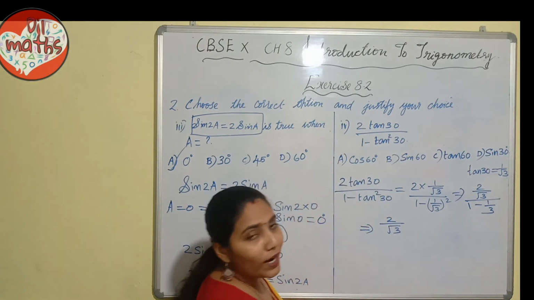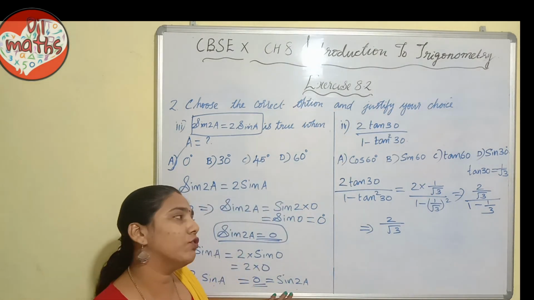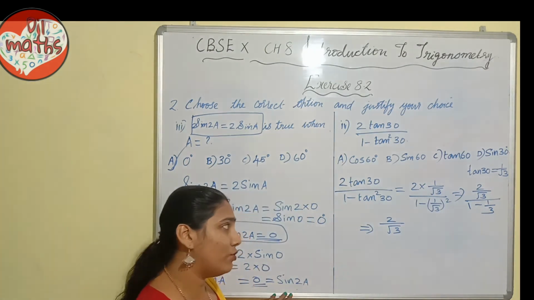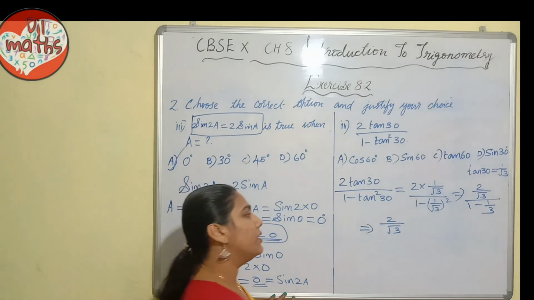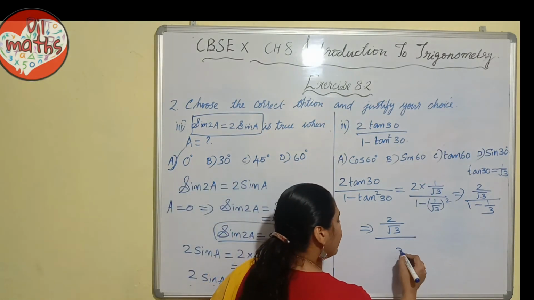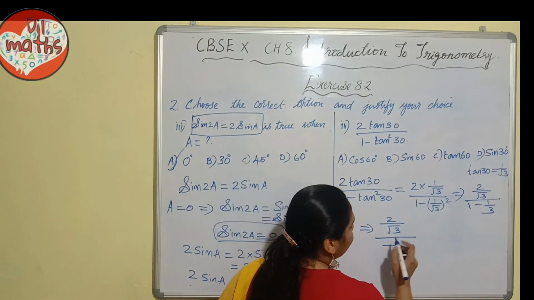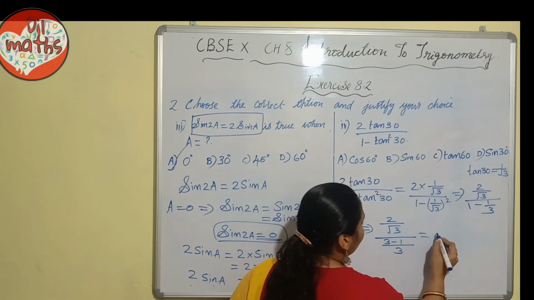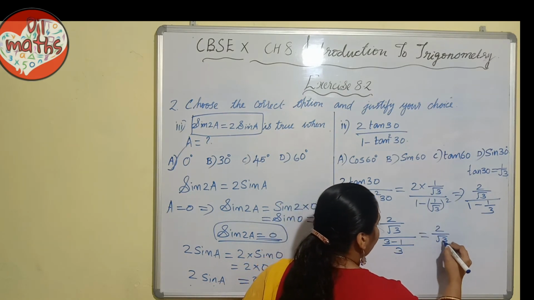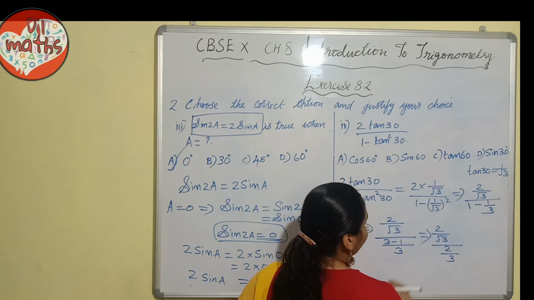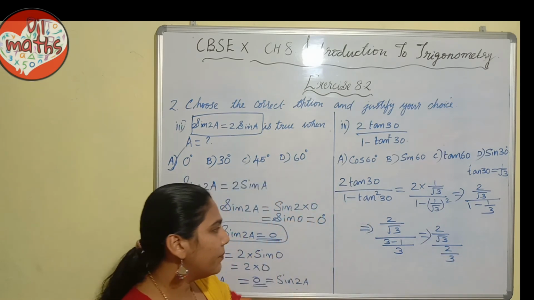In the denominator, 1 minus 1 by 3 is there. So what we have to do? We have to take the LCM there. So what will be the LCM? 3 will be the LCM. And 3 minus 1 you will get 2 by root 3 divided by 3 minus 1 is equal to 2. 2 by 3 you will get. Isn't it?